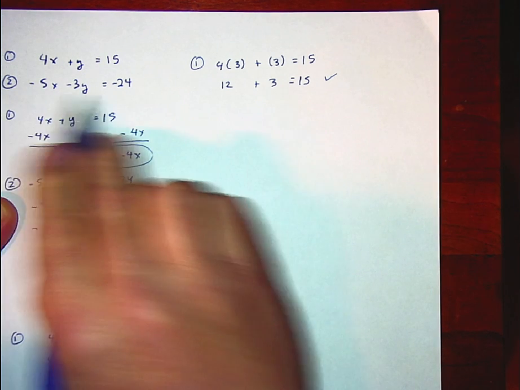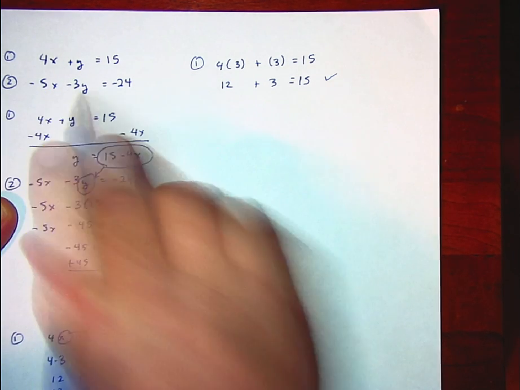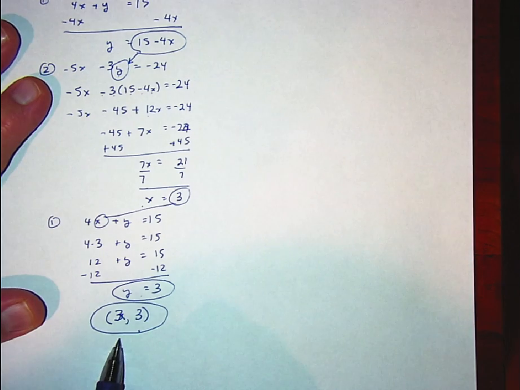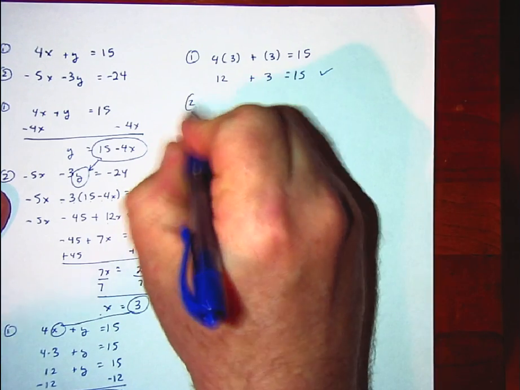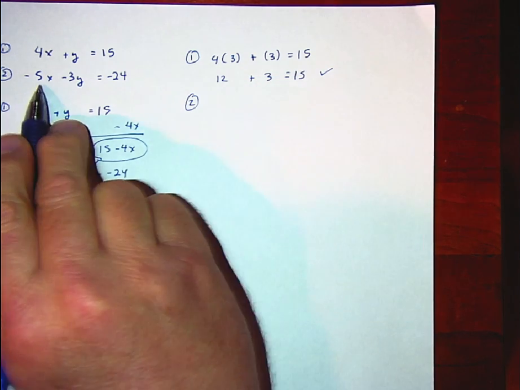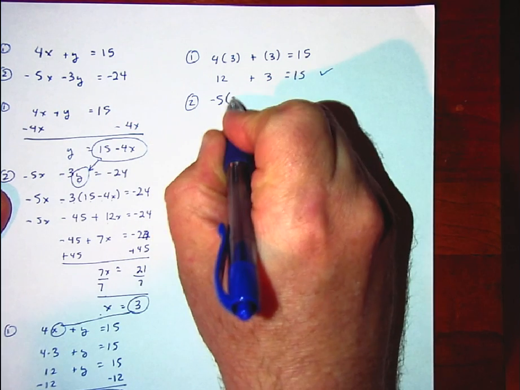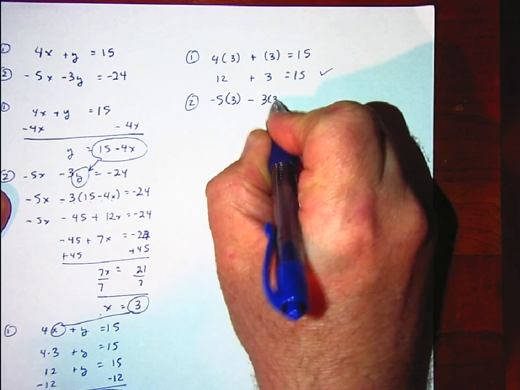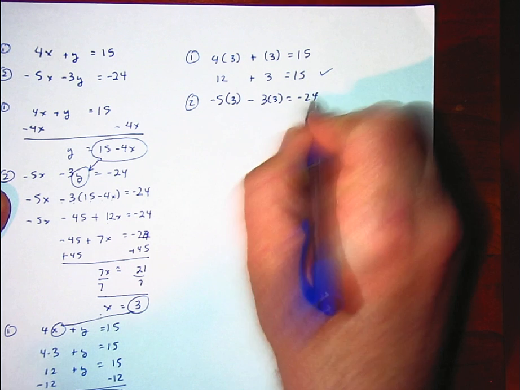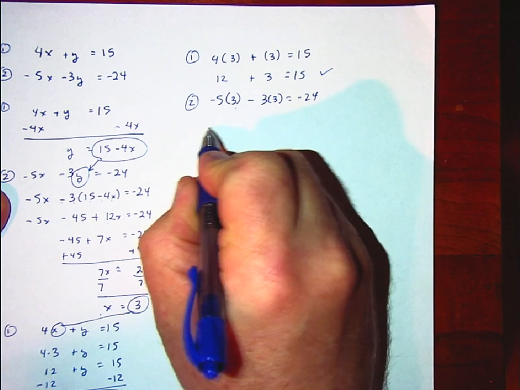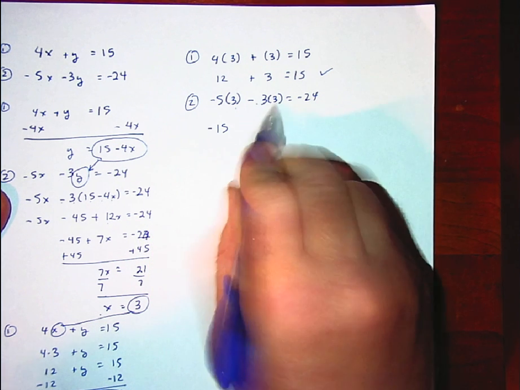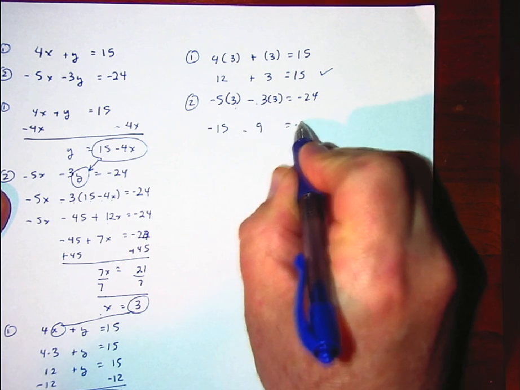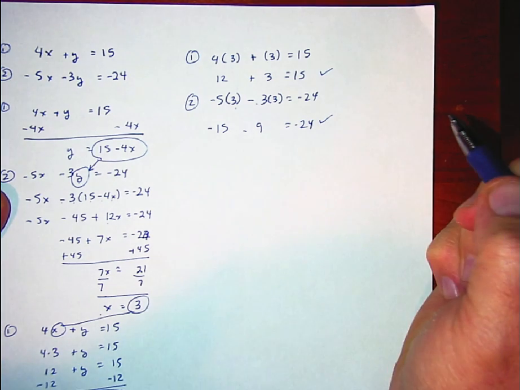Next we'll substitute 3 for x, 3 for y, which is our solution, back into the second equation. -5 times 3 minus 3 times 3 is equal to -24. -5 times 3 is equal to -15. -3 times 3 is -9, equal to -24. And yes, that checks, so that is our solution.